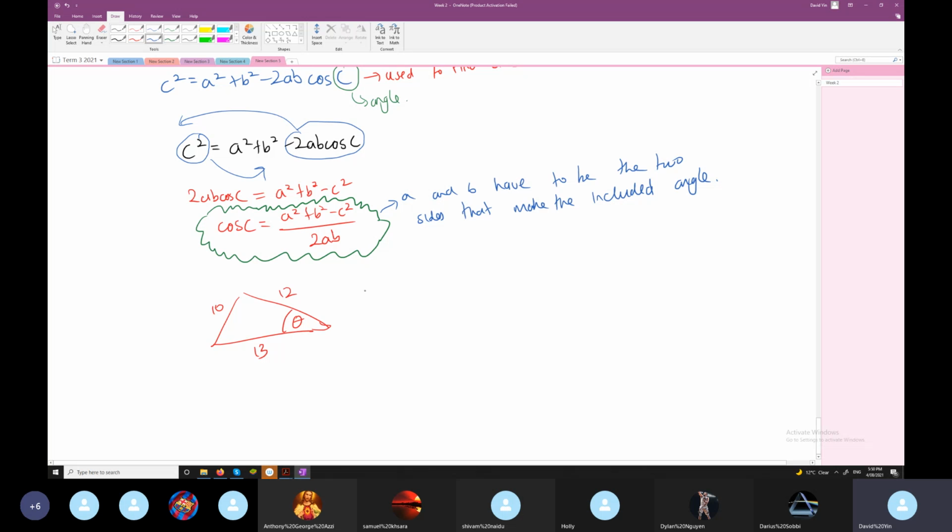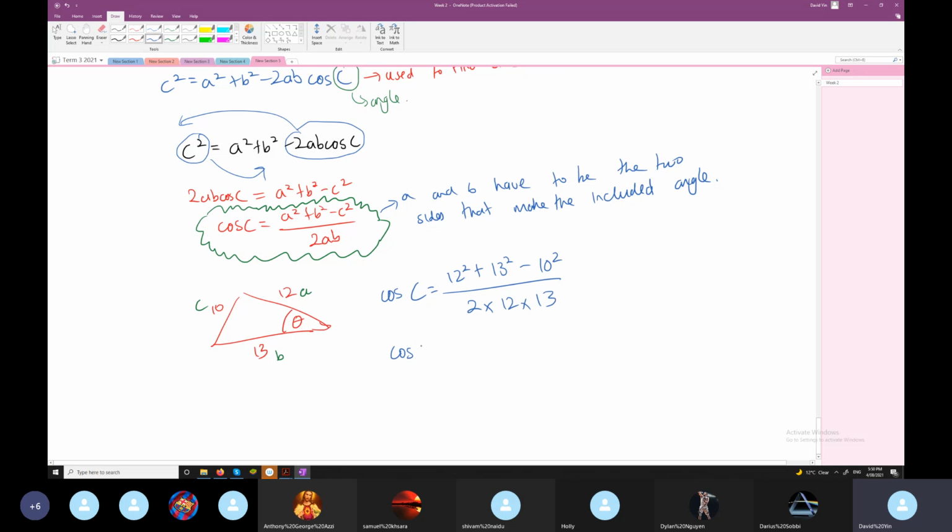The first thing is, let's use this formula. A and B always have to be the two sides that make the angle. So this is your A, this is your B, and this is your C. It's always important that you write that, because it helps you substitute it in much more easily. So cos C equals A squared, which is 12 squared, plus B squared, which is 13 squared, minus C squared, which is 10 squared, all over 2 times A, which is 12, times C, which is 13.